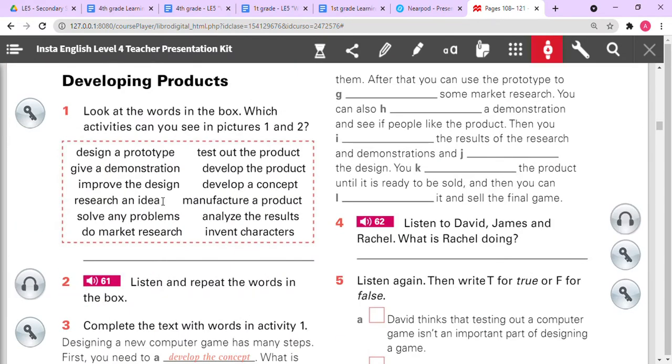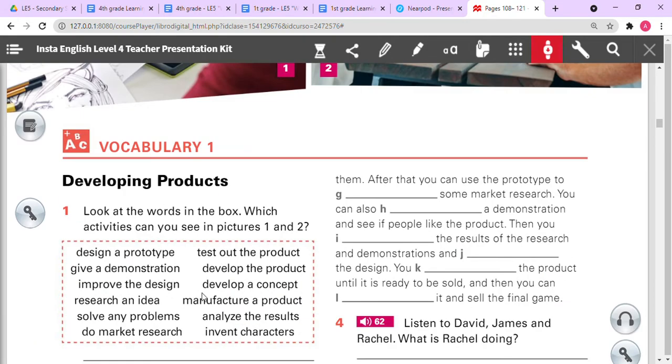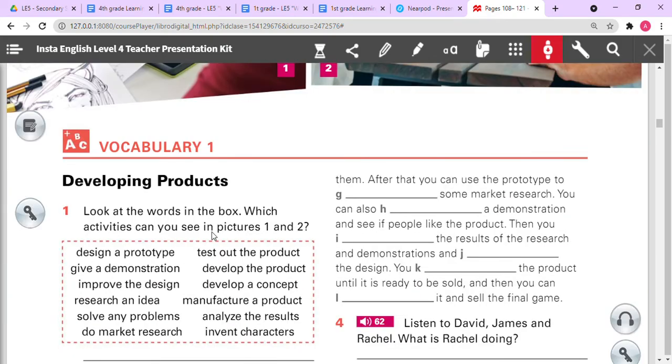Improve the design, I don't think so. Maybe in number 1, it's a possibility. Develop a concept, research an idea, manufacture the product, solve any problem, analyze the results. I mean those ones could be a possibility. Okay? Now let's see.